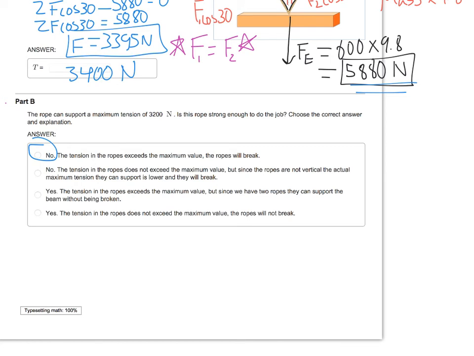The other option, that the tension of the ropes does not exceed the maximum value but since they're not vertical that really has nothing to do with it, is also not true. We accounted for the fact that the forces are at angles by breaking them into components. We found the actual magnitude, the hypotenuse of the force. So 3,400 is the force. It's more than 3,200, so the rope is not enough to support it.